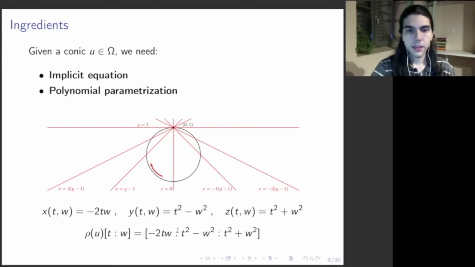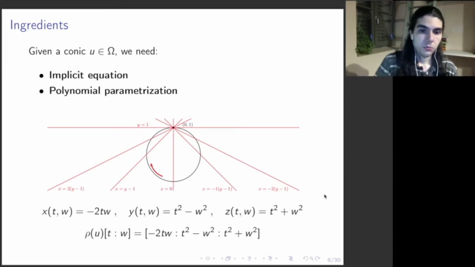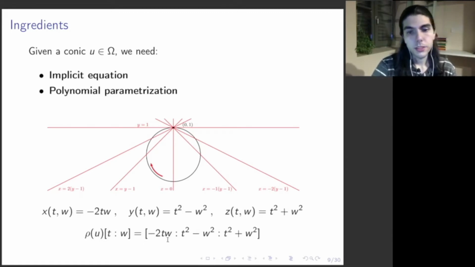Normally we have x and y described as rational functions, but since we are working on the projective plane, we have the third homogeneous coordinate z, and then we can multiply everything by the quotient, in this case t squared plus w squared, and with that we have a polynomial parametrization of the conic, which we'll call rho. So rho of a conic, u, will be the polynomial parametrization constructed in such a way.